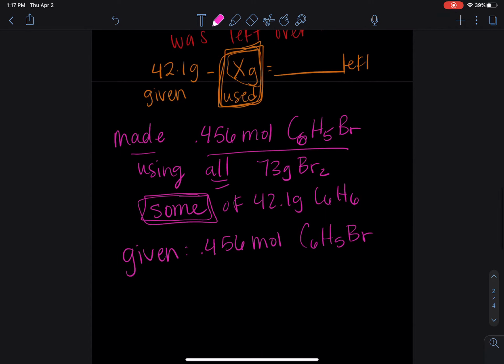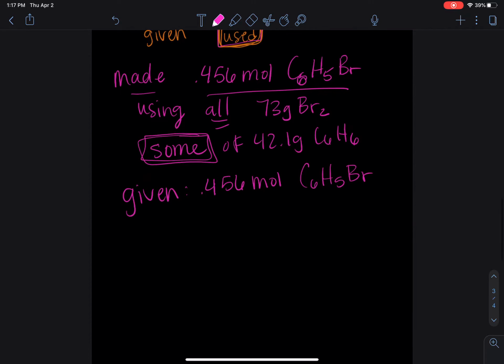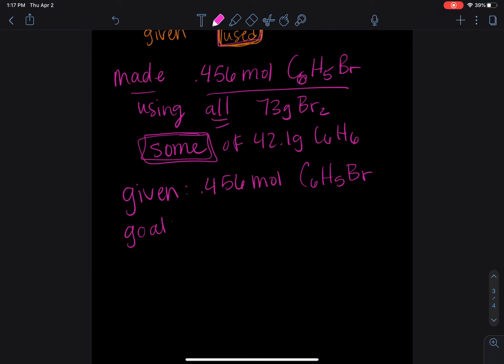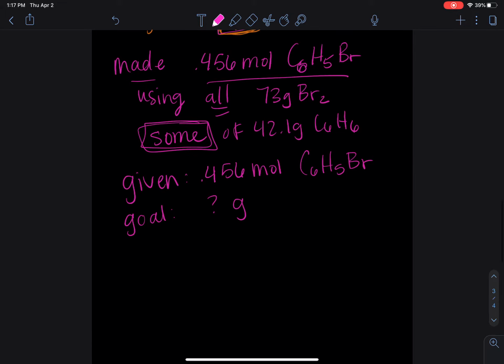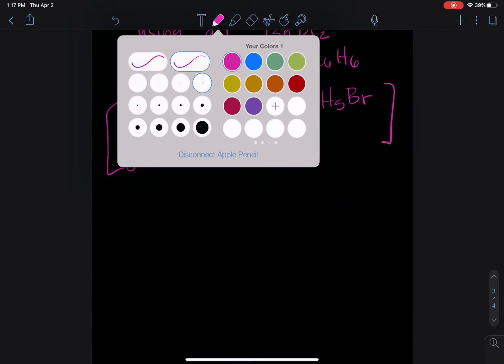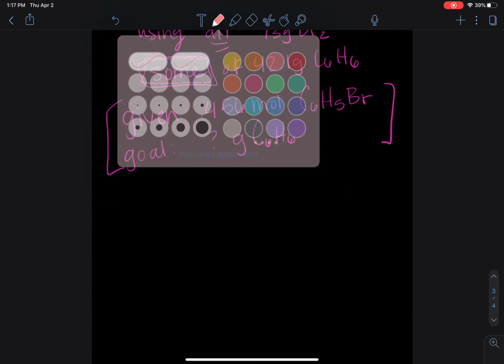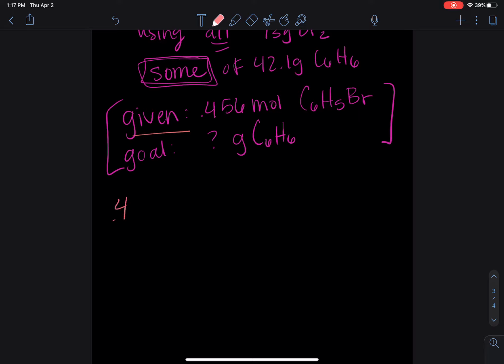And I'm looking for how much of that benzene we actually used. So the goal is question mark. It has to be in grams because this up here is in grams. We have to be able to subtract it. So grams of C6H6. So we have now set up a brand new problem. Anytime we have a brand new problem, we are going to start with our given. So we're going to start with 0.456 moles C6H5Br, okay? And we're trying to get to grams of C6H6.